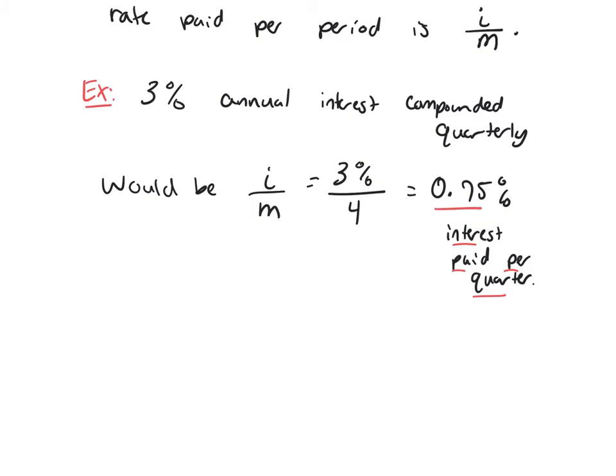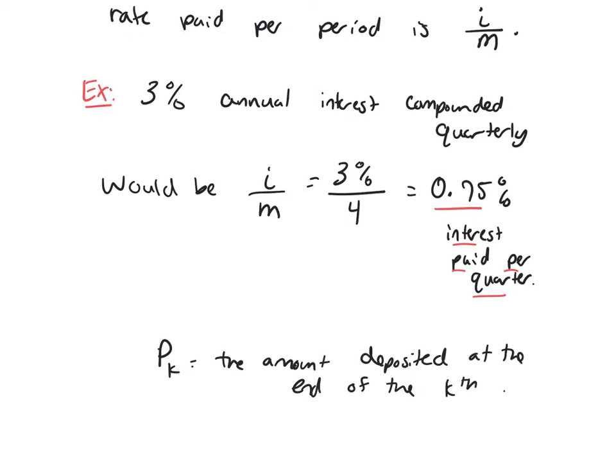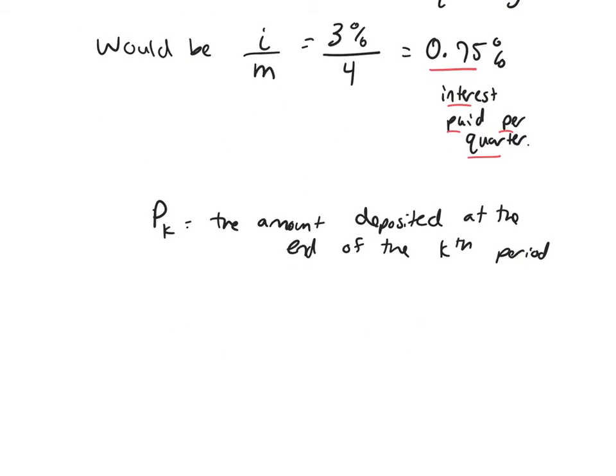Now remember, we were looking at these scenarios with recursively defined sequences. So if I use P sub k for the amount in the account deposited at the end of the kth period. So remember, we had this formula where P_k depends on how much you had in the account the previous time plus the interest you earn.